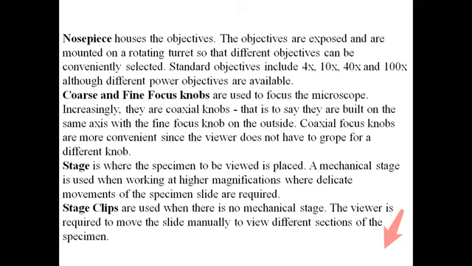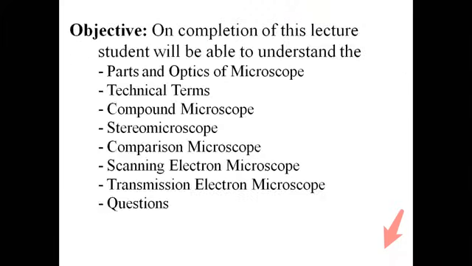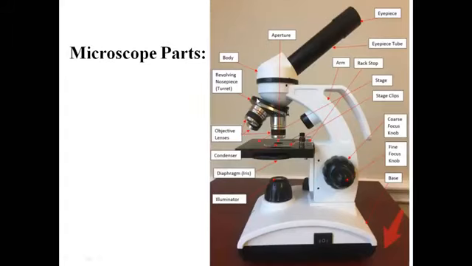What is the oil immersion? For now, suppose we have 4x, 10x, 40x and 100x type of objective lenses. They have different power objectives. So this is what we are talking about, the nose piece. This is a rotating device. We can just rotate whether we want 10x, 40x, or 100x. According to our requirement, we can focus on the sample.